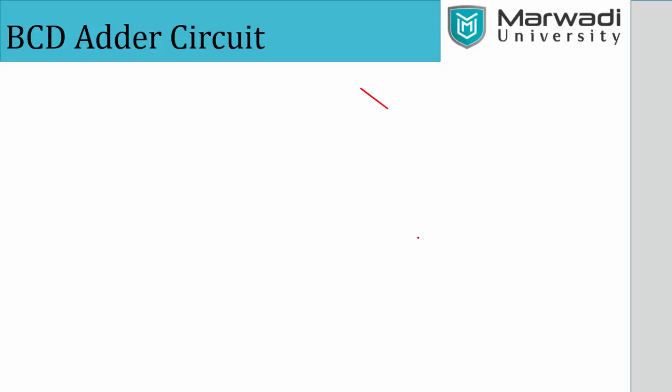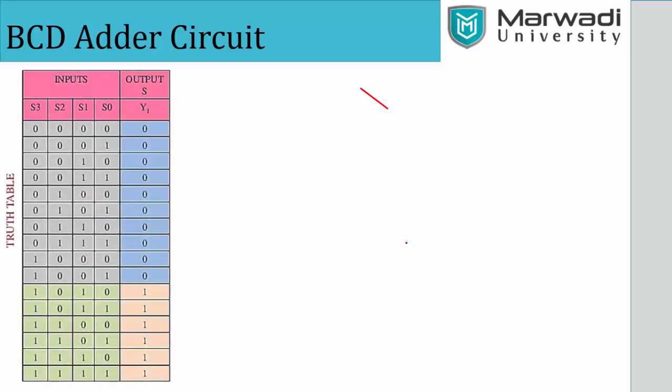Now how does the BCD adder circuit look? Let's draw a truth table based upon the concept we learned. We have S3, S2, S1 and S0, the 4-bit sum. Till 9 there will be no error, that means all are valid BCD numbers. But after 9, all of these represent invalid BCD numbers.